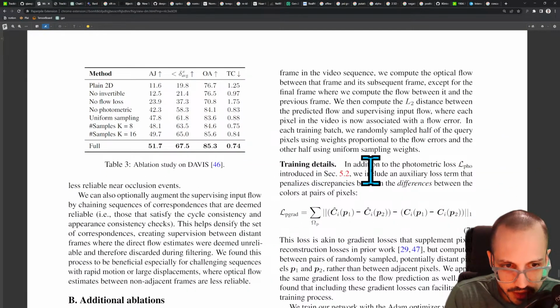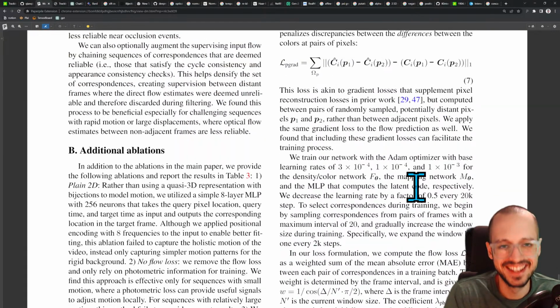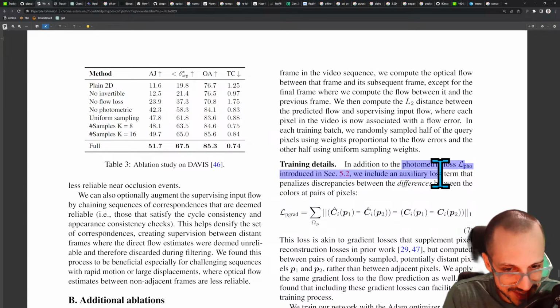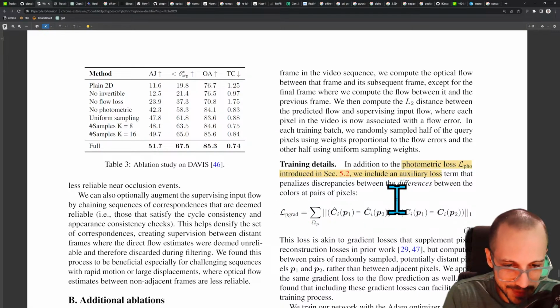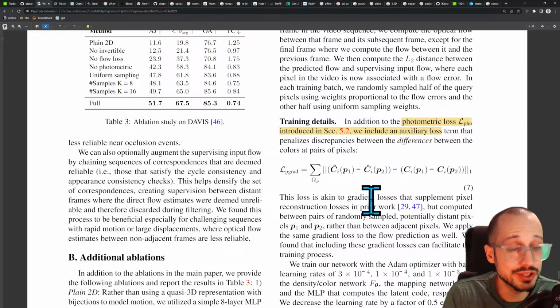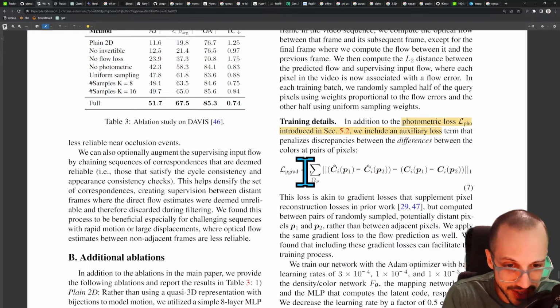Training details. In addition to the photometric loss LFO, we introduce an auxiliary loss. Damn. Okay, so you know how I was complaining that they have too many weird special losses? Well, there's another secret special loss, LP grad here, that's minimizing the distance in between these colors.